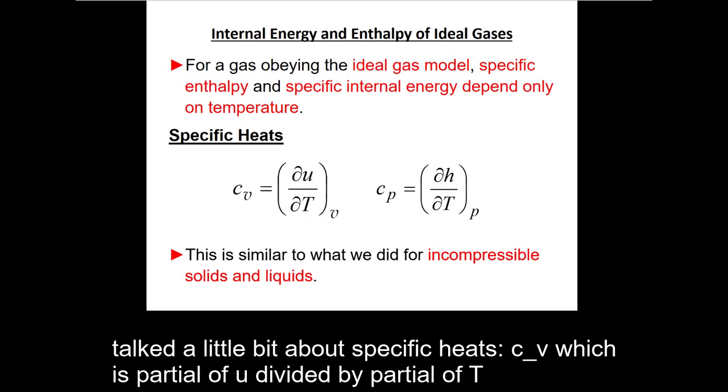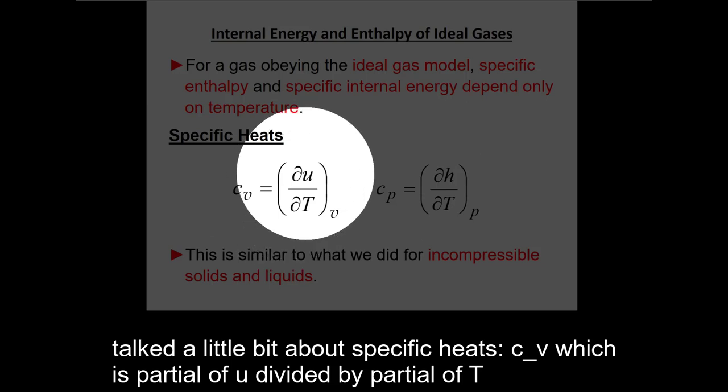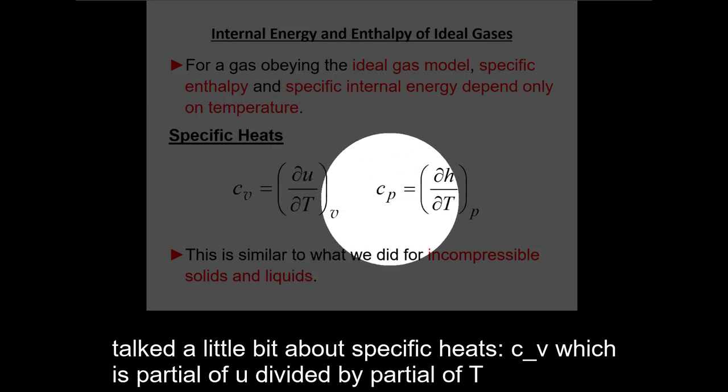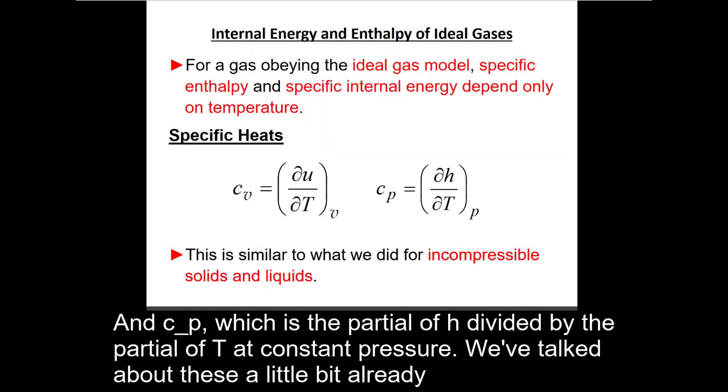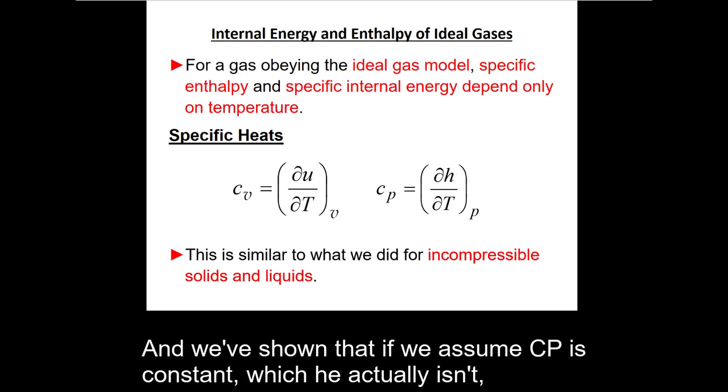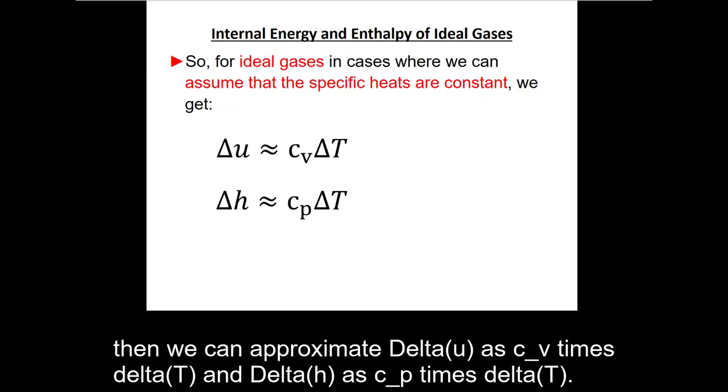So we've already talked a little bit about specific heats, Cv, which is the partial of U divided by the partial of T, and Cp, which is the partial of H divided by the partial of T at constant pressure. We've shown that if we assume Cp is constant, which it actually isn't, then we can approximate delta U as Cv times delta T and delta H as Cp times delta T.